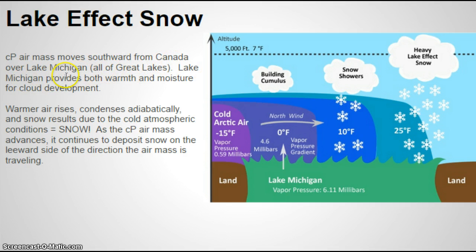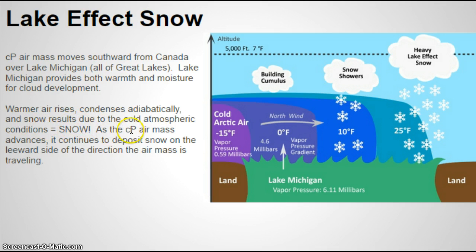So Lake Michigan, or the Great Lake that you're looking at, provides both warmth and moisture for cloud development, right? If you look at this, Lake Michigan is going to provide the conditions. It's going to provide the moisture that's going to rise and adiabatically cool, and it's going to have the conditions then for snow. And the snow is going to take part on the leeward side of the lake, or the far side. So warmer air rises, right, condenses adiabatically, and snow results due to the cold atmospheric conditions, right?